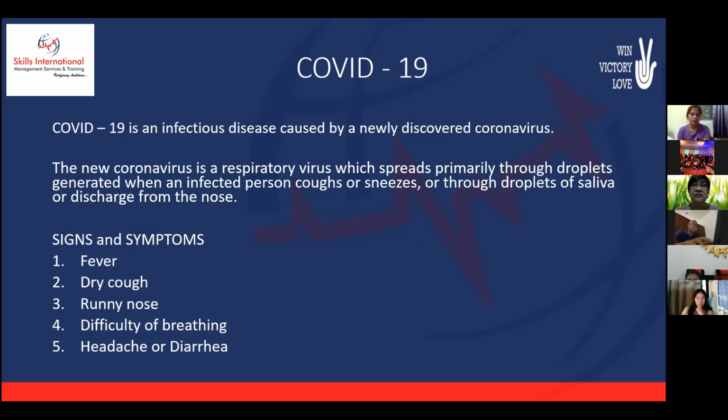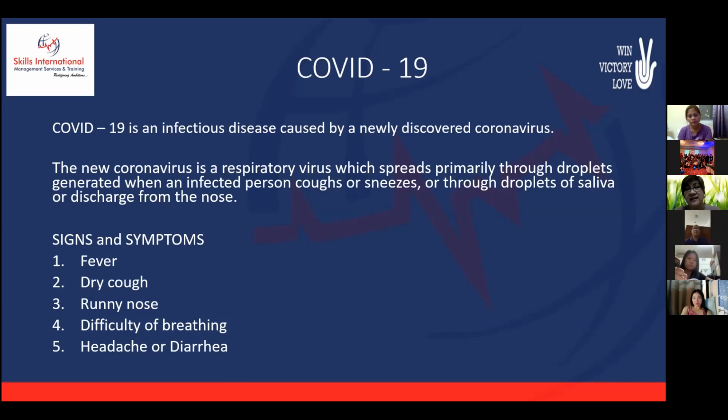Kaya pagka na-inflict ka nito, tinamaan ka talaga niya, ang affected is the respiration. Hindi ka na makahinga, which spreads primarily through droplets generated when an infected person coughs or sneezes, or through droplets of saliva or discharge from the nose. So ito, sabi niya rito, di ba, droplet siya. So yung mga inuubo, yung may mga saliva na discharge from the nose and from the mouth. So kailangan natin ay droplet precaution.